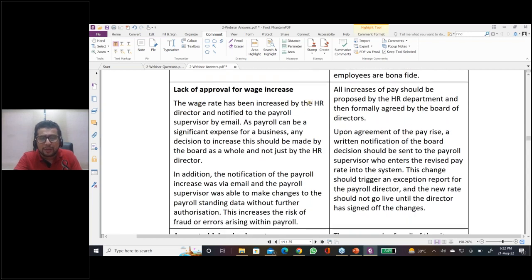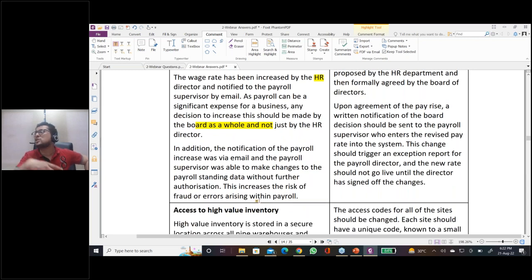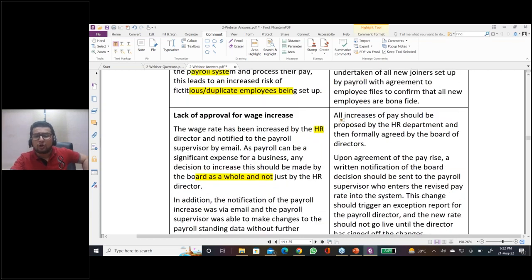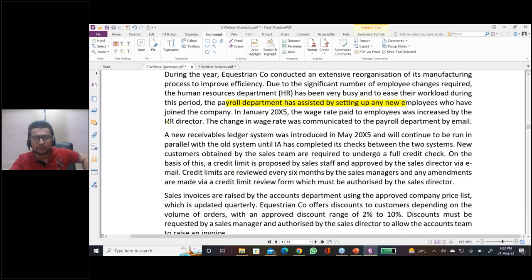The wage rate has been increased by the HR director and notified to the payroll supervisor by email. As payroll can be a significant expense for a business, any decision to increase this should have been made by the board as a whole, not just by one individual. If this is the case, that individual could increase the wage of his friends or her friends or any other particular individual. So all increases of pay should be proposed by the HR department and then formally agreed by the board of directors, not a one-man job. So now we have identified four deficiencies within the question. The HR director, that was the fourth deficiency.